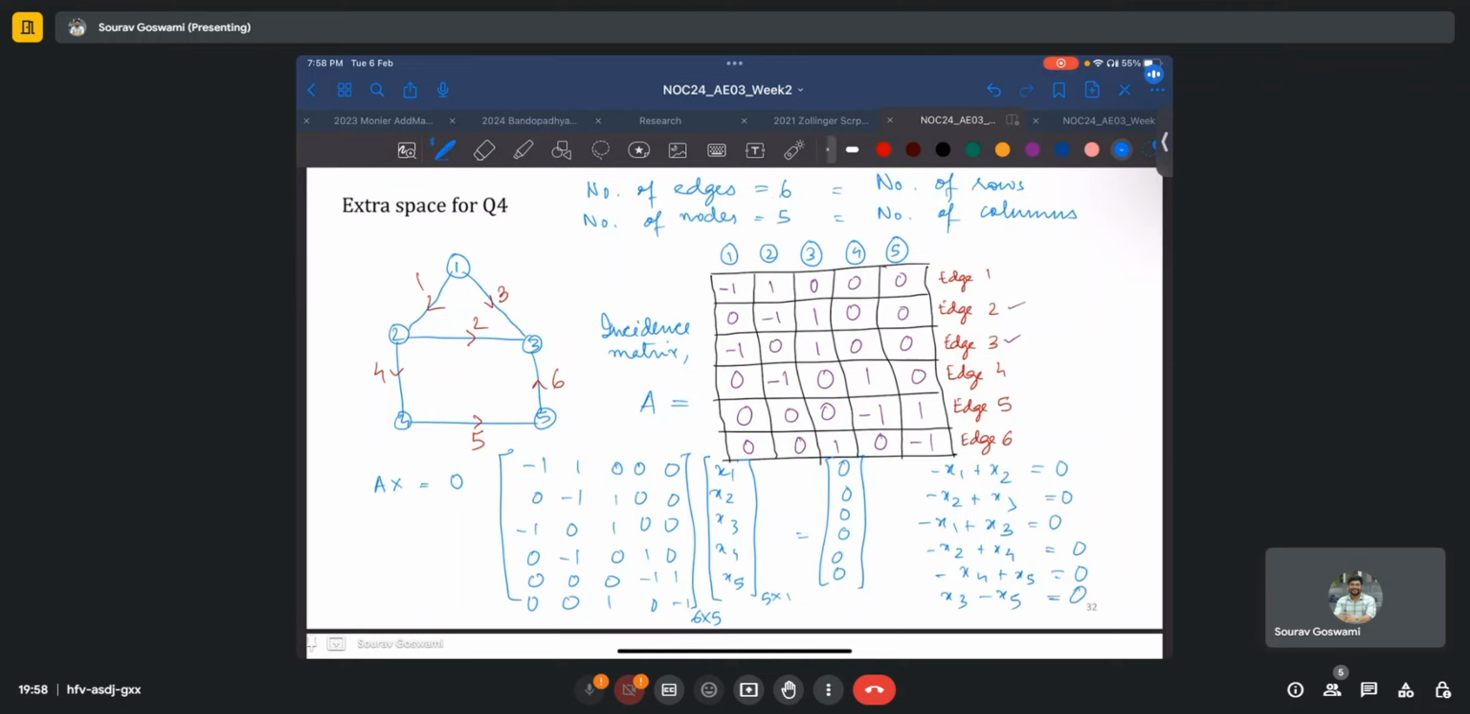Now, what is x3 minus x5? If we look at it from the perspective of an electrical circuit, or draw an analogy from an electrical circuit, the nodes can be thought of as having some electric potential, and the difference between the potentials of two nodes can be thought of as the potential difference. So x3 minus x5 can be thought of as the potential difference between these two nodes.